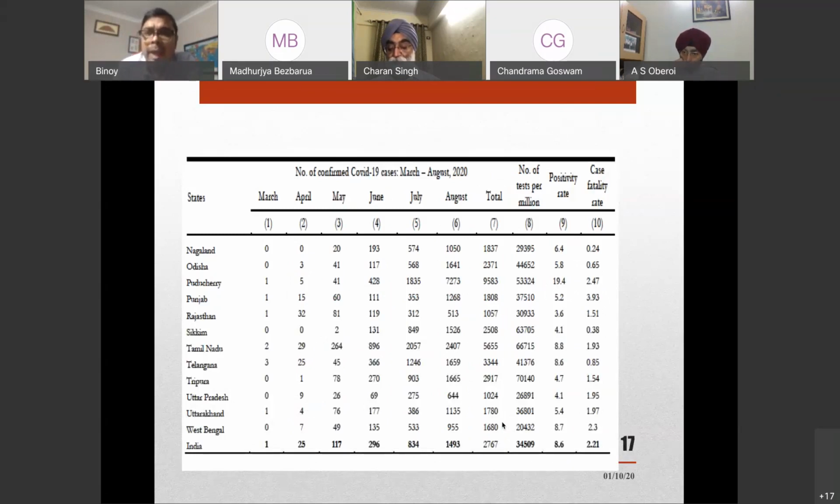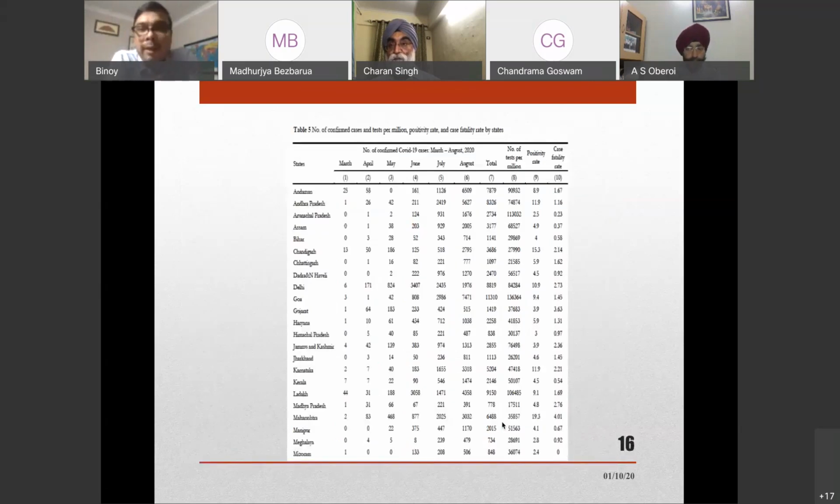And finally, on the effort, we look at the number of tests per million conducted as a proxy for the effort by the states. As you'd agree, in the absence of any medicine or vaccine, the effective strategy that a state or a country can adopt is to test as many people as possible, and then identify, trace, and isolate. That is the strategy that most of the states and countries that have been able to contain the virus have adopted.